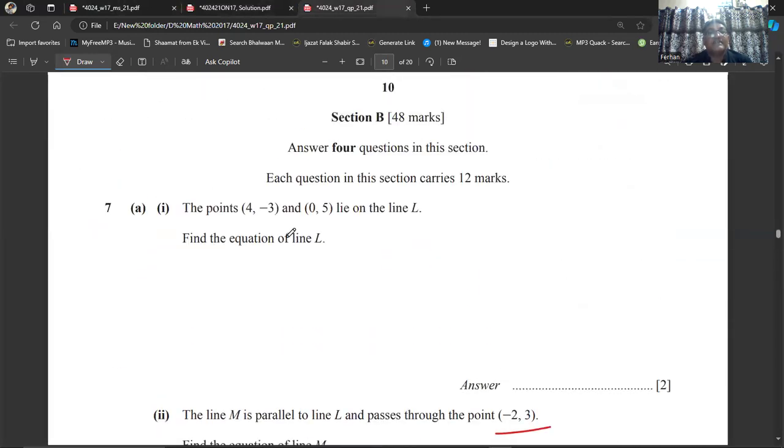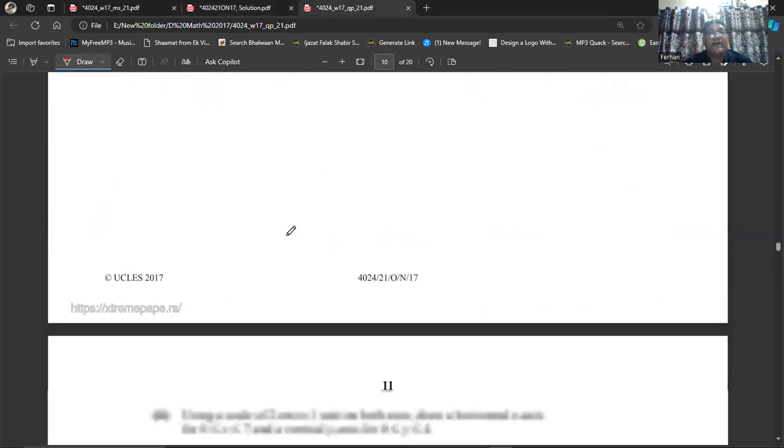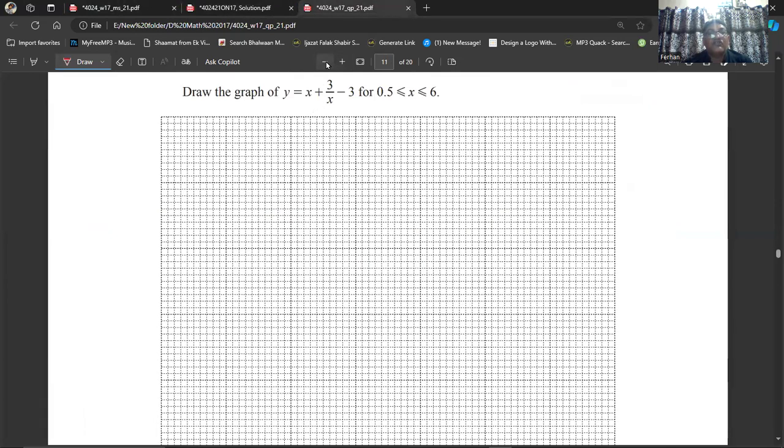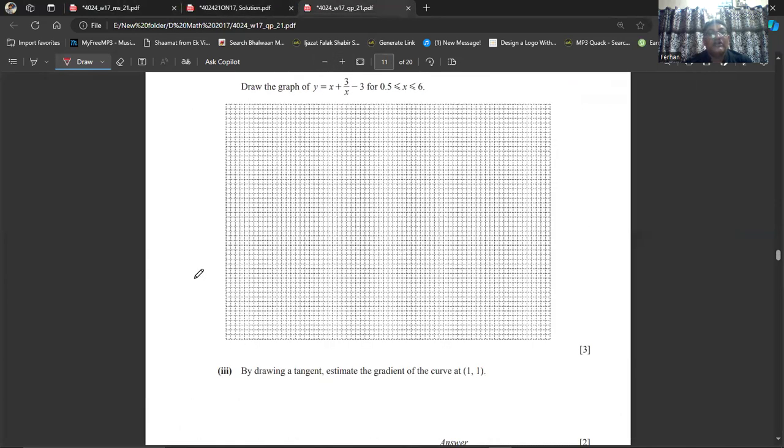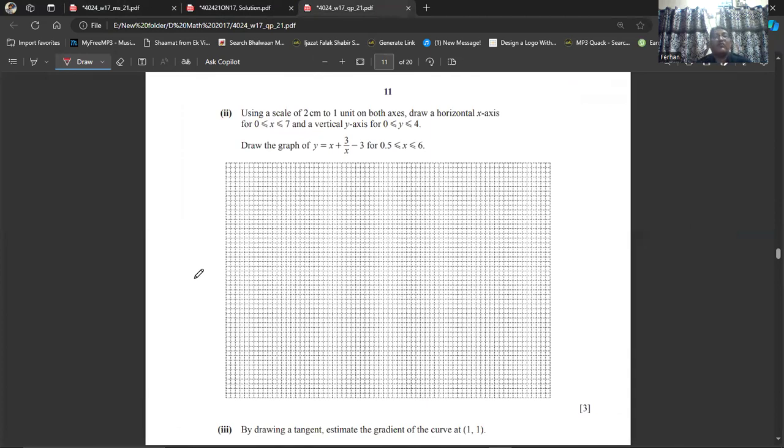So question number 7, B part, and its second portion. They want me to use a scale of 2 centimeters to 1 unit on both the axes. So 2 centimeters will represent 1 on both the axes.